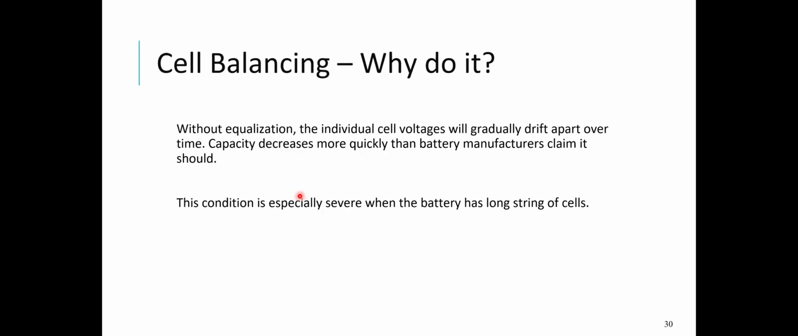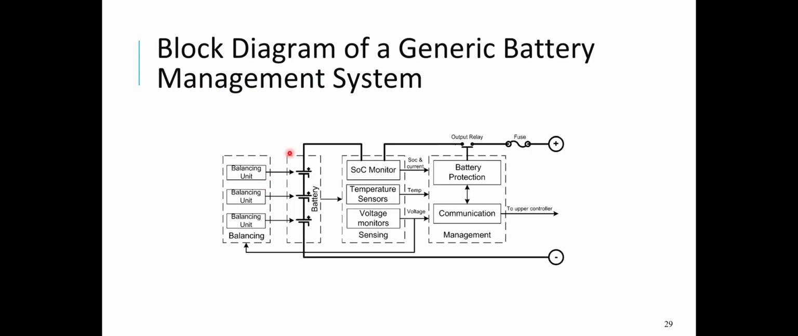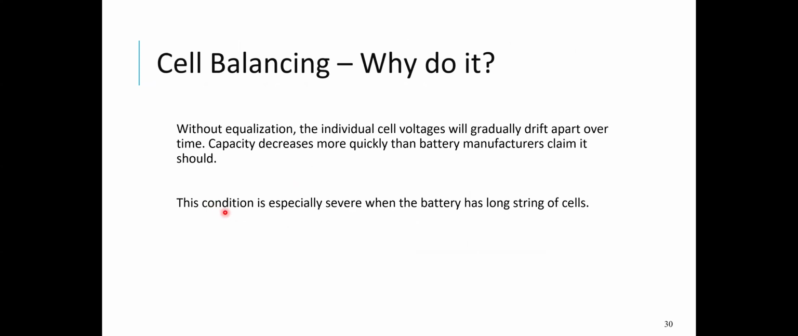Okay, so cell balancing, why do we need to do it? Without cell balancing or equalizing the voltage of the batteries, individual cell voltages will gradually drift over time, and capacity will decrease. The capacity of the batteries connected in series will decrease over time, and I'll show how that happens. So basically, I want the voltage and the state of charge of batteries connected in series to be the same. And of course, the more cells I have in series, the longer the string, the worse the condition.